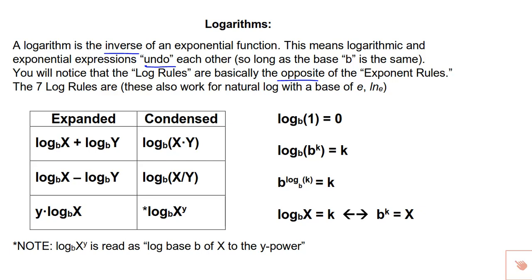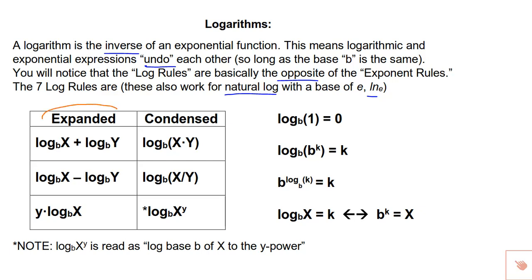There are 7 log rules, and keep in mind that each of these also works for natural log, which is written as ln and has a base of e. So in each of these cases where you see log, the abbreviation for logarithm, you can also replace that with ln, the abbreviation for natural log, and as long as it's consistent on both sides and all the way through the problem, then the rule applies.